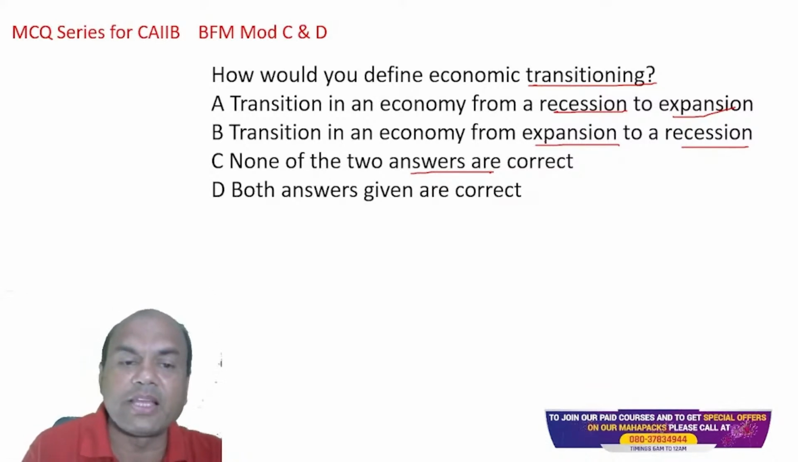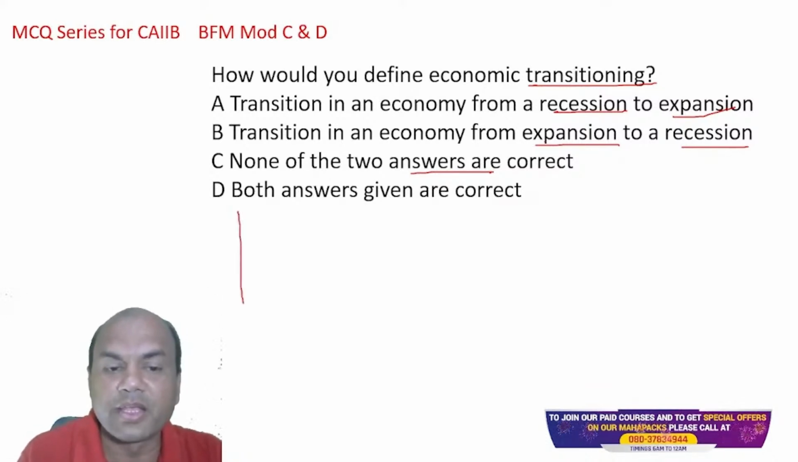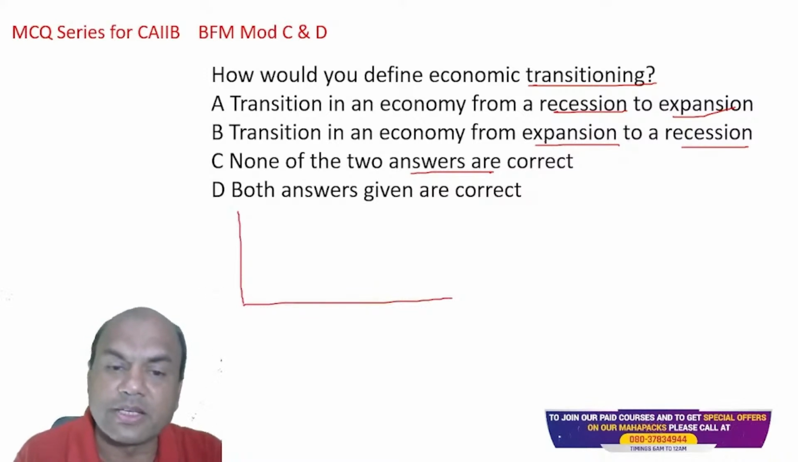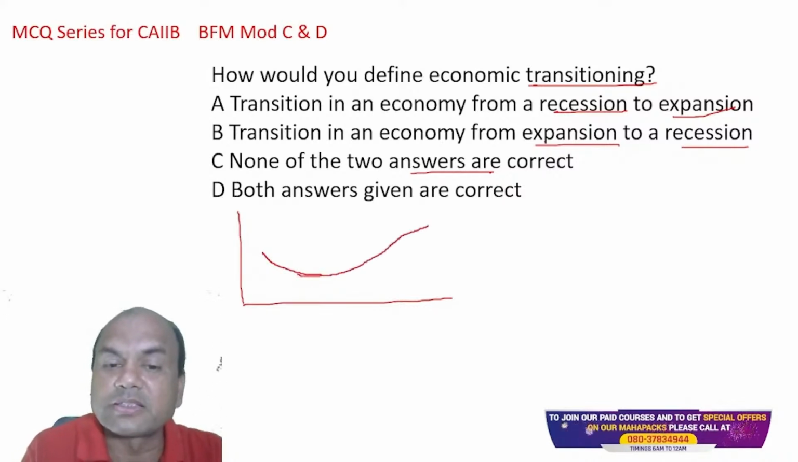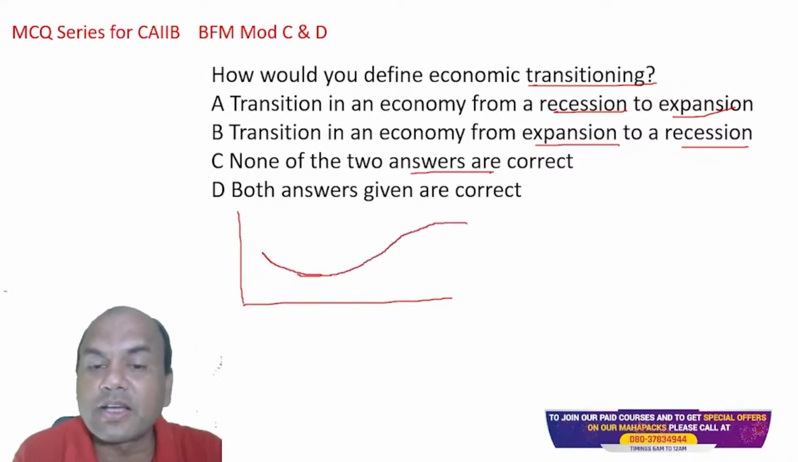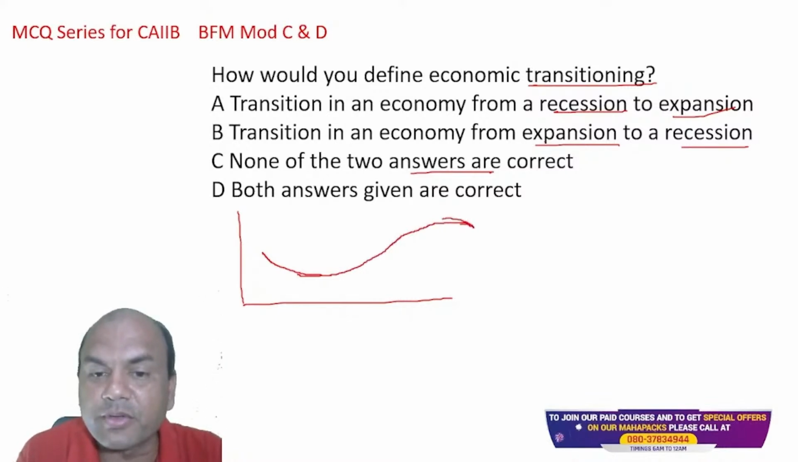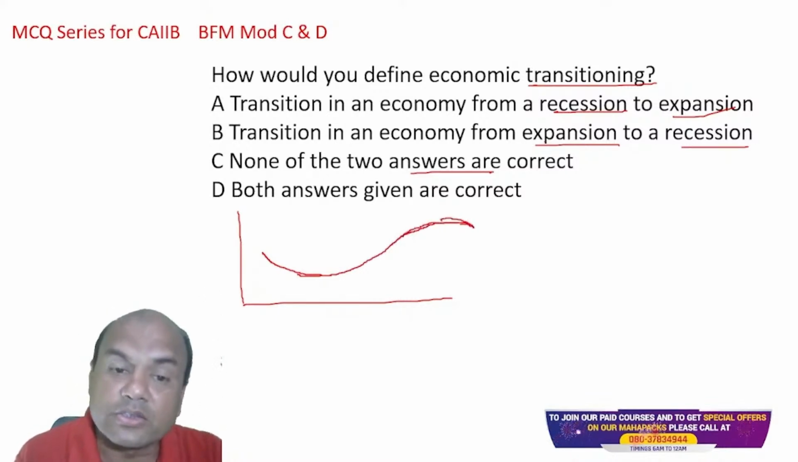Here, A. Let's plot this curve of A. Recession to expansion. Recession means it will be first like this. Recession means inverted curve, right? To expansion, so it will be like this. So what is this? Again, it is a hump. Look at this, it is a hump somewhere. So this is also true.